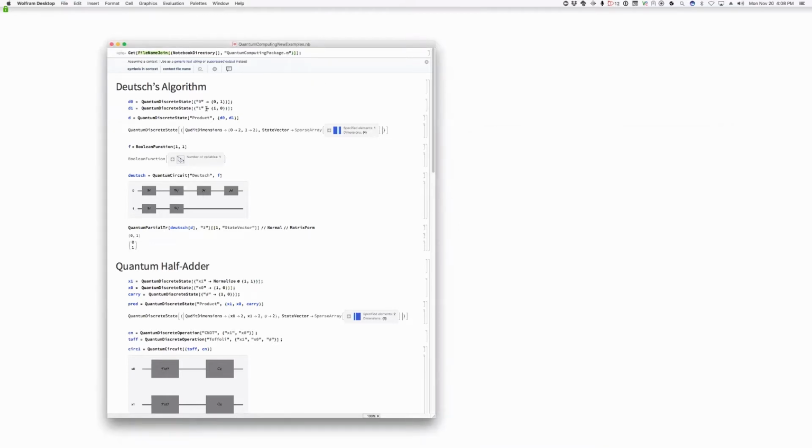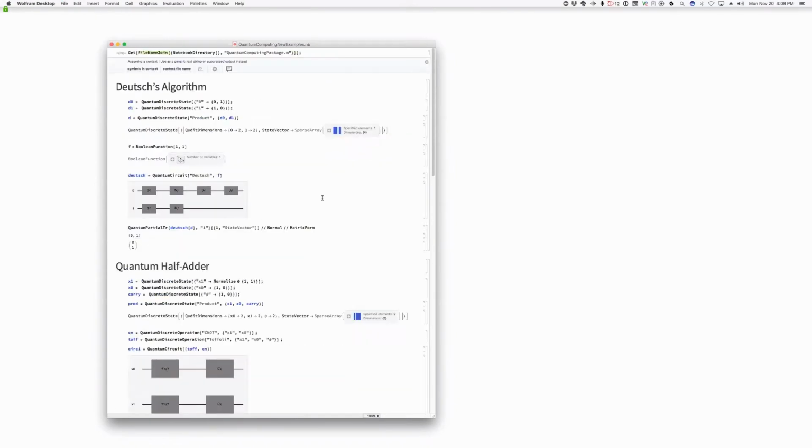Okay, so Jacob, can you walk through what this is actually supposed to be doing? Absolutely. So this notebook that you're looking at contains three slightly more involved examples of the capabilities of the quantum computing package that we've been developing. The first one is Deutsch's algorithm, which was historically one of the first demonstrations of quantum supremacy, the ability of quantum computers to do things using fewer resources, ideally, than classical computers.